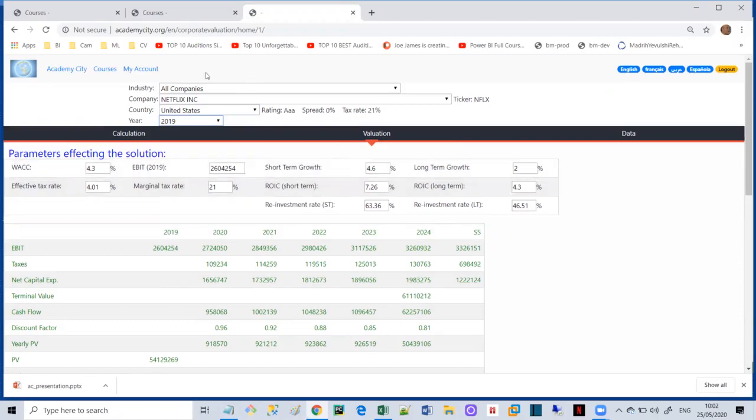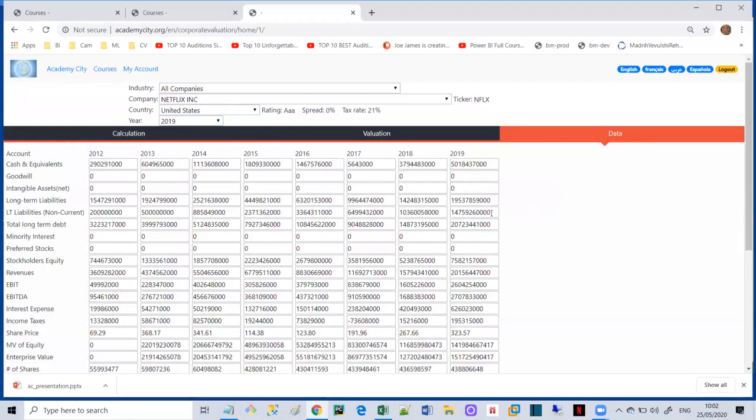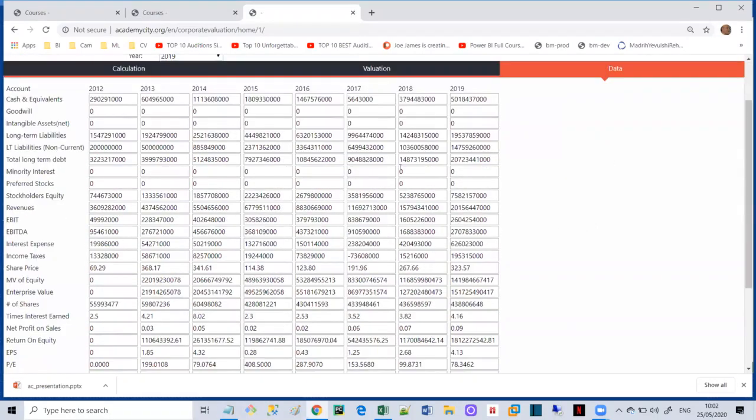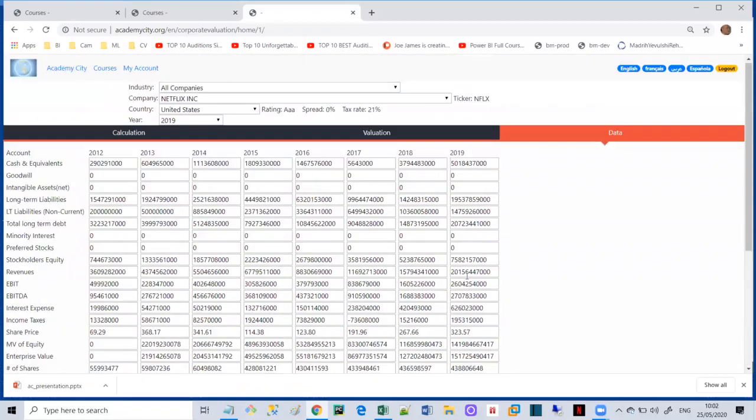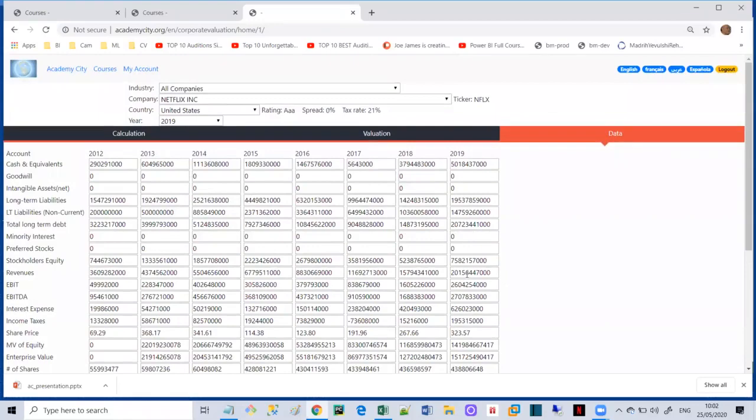When you choose those, the simulation automatically pulls all the data for you from the SEC. The SEC is the body that monitors the reporting of companies traded on any of the exchanges in the US. Netflix is one of them, and you can pull the data right from the SEC, which is very nice.